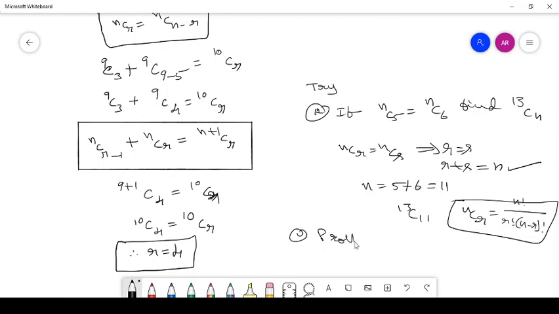Prove that 10C3 plus 10C6 is equal to 11C4. Prove that 10C3 plus 10C6 is equal to 11C4. Proceed the same way as the previous problem. 10C3 plus 10C6 can be written by using nCr is equal to nC(n minus r). Taking 10 minus 6, that is 10C3 plus 10C4. And here you have to use this result: nC(r minus 1) plus nCr is equal to (n plus 1)Cr. So that is equal to 10 plus 1 is 11, 11C4. You can do it like this.